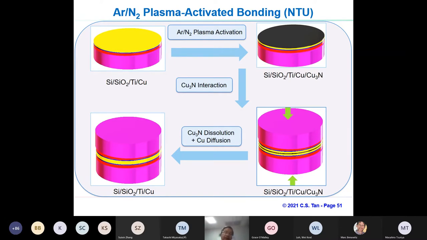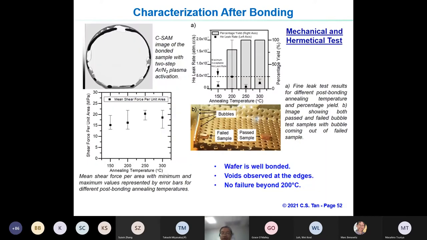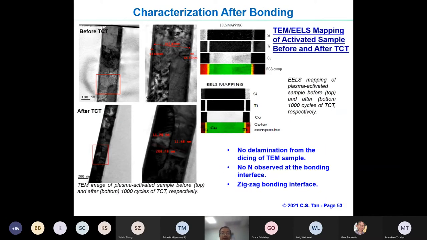We are still working on this technology, but this is the theory behind it, and we have some data to show you that bonding can indeed happen. We are going to be publishing some of the data soon. In fact, we have one paper coming up in ECTC this year on this technology.